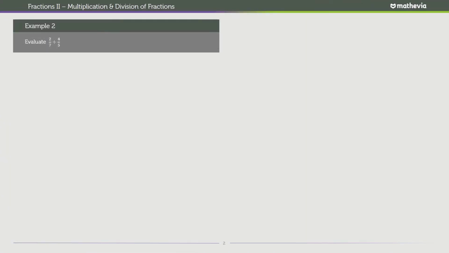Example 2. Example 2 says evaluate 2 over 7 divided by 4 over 5. So 2 over 7 divided by 4 over 5. Very simple. All we have to do is turn that division sign to multiplication and then flip the fraction on the right. So 4 over 5 becomes 5 over 4.